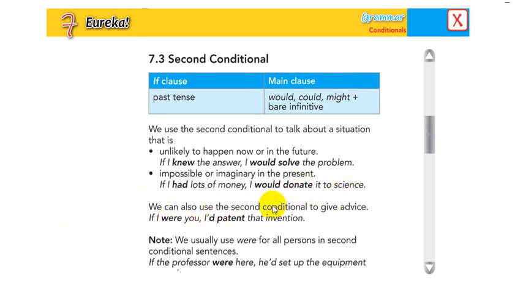We can also use the second conditional to give advice, guys. We use the second conditional to give advice. For example, if I were you, I would accept that invitation. If I were you, that's impossible, guys. I'm not you. I'm just giving you some piece of advice. So I say, if I were a bird, I would fly. If I were a doctor, I would help you, and so on.